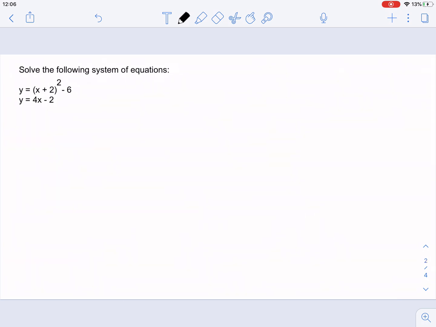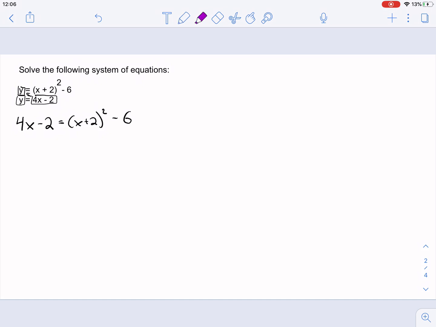The second problem: solve the following system of equations. y equals (x plus 2) squared minus 6, and y equals 4x minus 2. Take a second to copy down the question. Same method, I'm going to solve this using substitution. So I have y equals 4x minus 2, and then I have a y in my first equation. So I can substitute into my first equation: 4x minus 2 equals (x plus 2) squared minus 6.